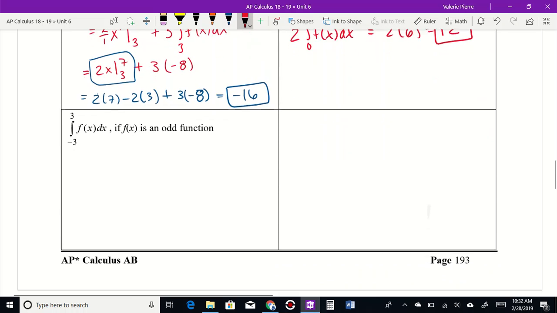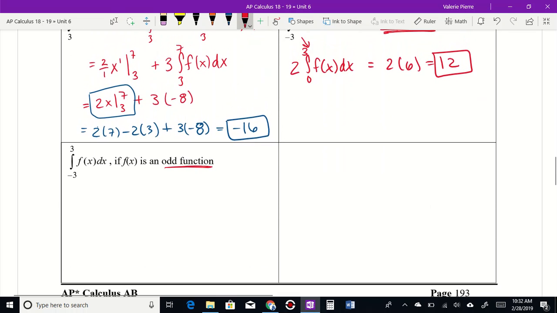In the final problem on this page, we're dealing with an odd function. So again, I can split this into negative 3 to 0 or 0 to 3, but it doesn't make a difference because if it's an odd function, that means that the integral from negative 3 to 3 of f of x dx, using the transitive property, is equal to 0. All right.